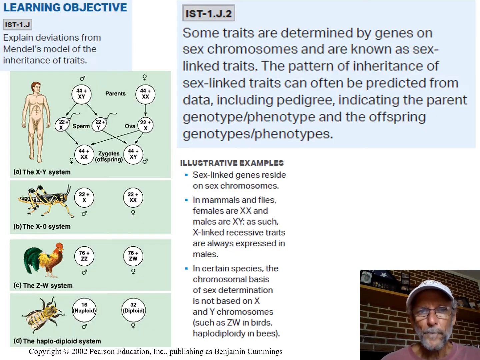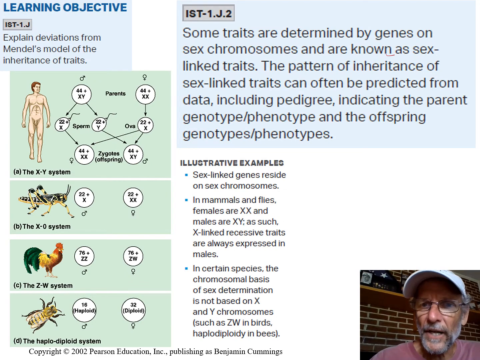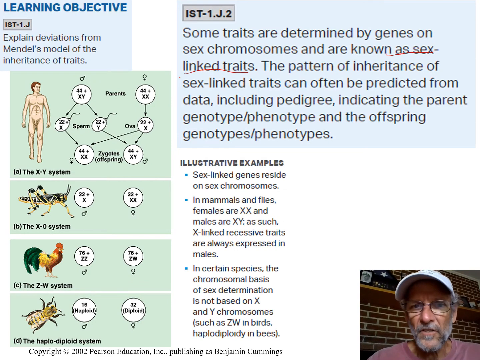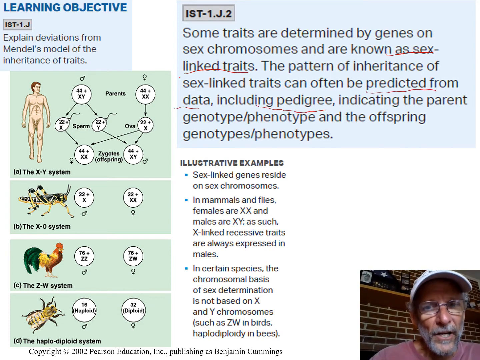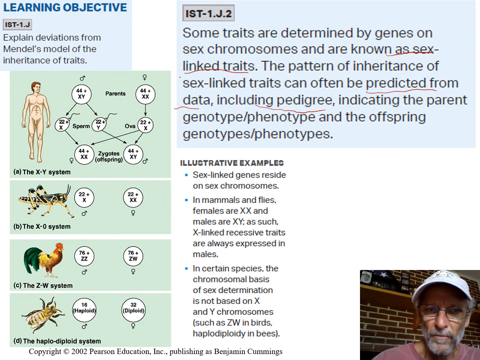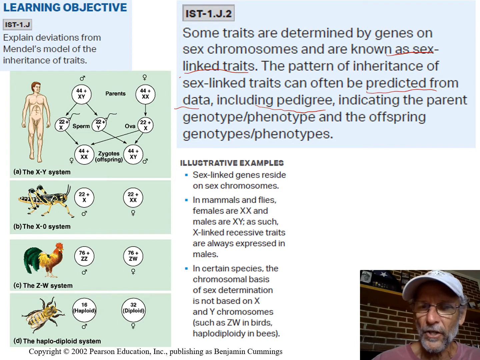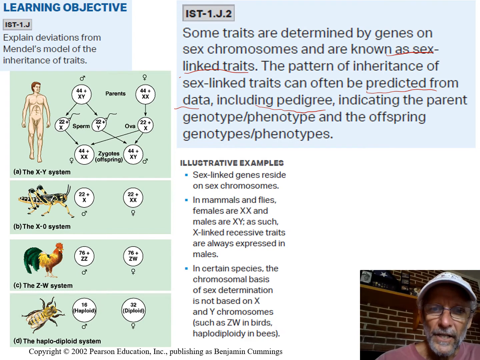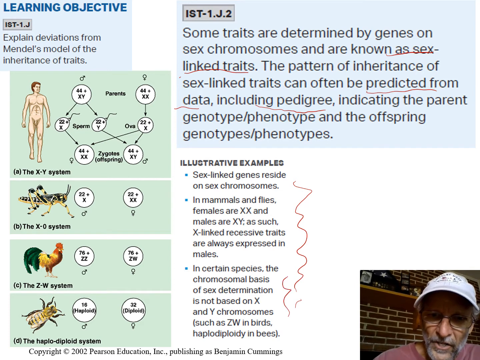So here we go. All right. So now we have sex-linked traits. And the pattern of inheritance of sex-linked traits can often be predicted from data, including data in a pedigree. They might ask you, here's a pedigree. Does this trait look like it's dominant or recessive? And now they're going to tell you, does it look sex-linked, or, the opposite of that, autosomal? Because of those sex chromosomes, the X and the Y, and specifically the X here. All the other chromosomes are called autosomes. So now here we talk about illustrative examples, and here's where they threaten you with this.